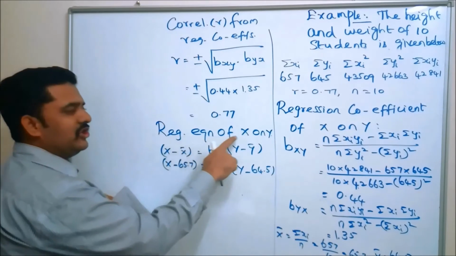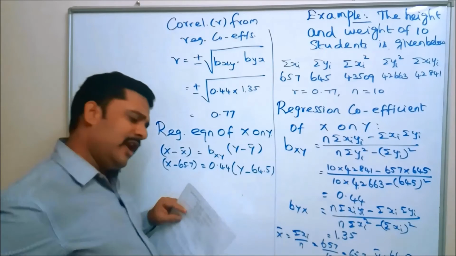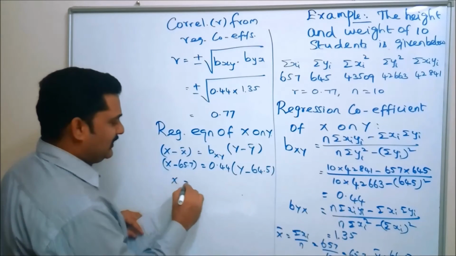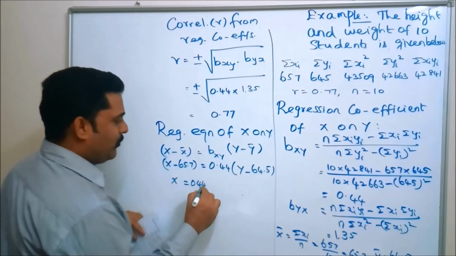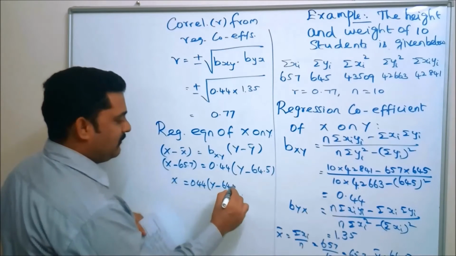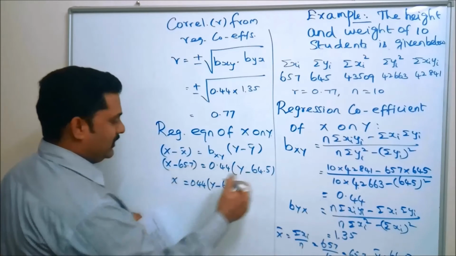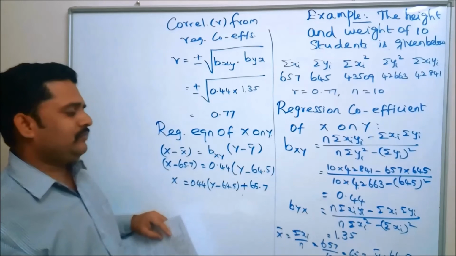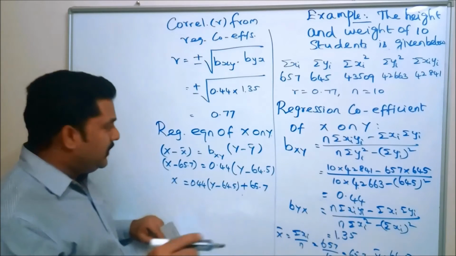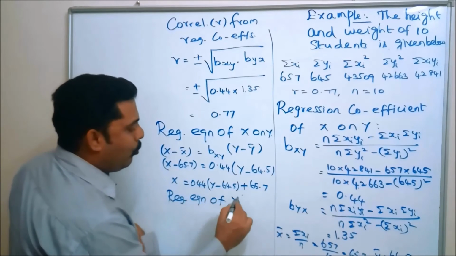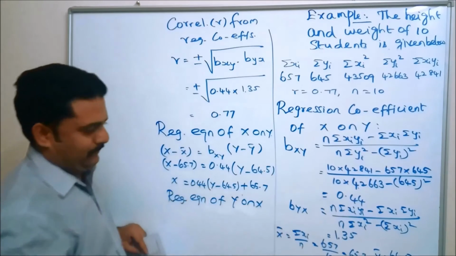Since this is the regression equation of x on y, try to express this as x is equal to 0.44 into y minus 64.5, and take this number here, it is plus 65.7. And in a similar way, we can find the regression equation of y on x.